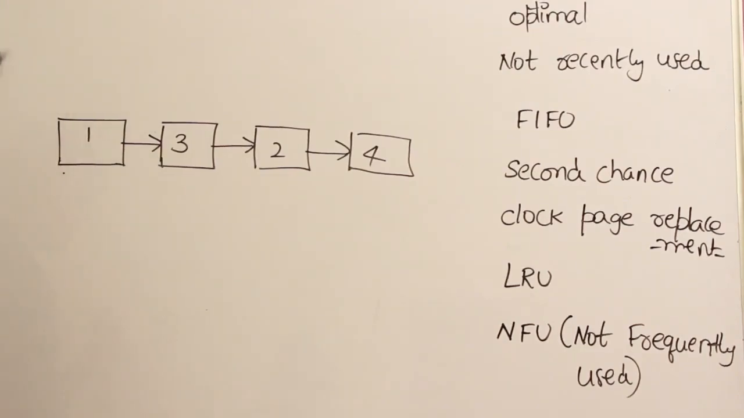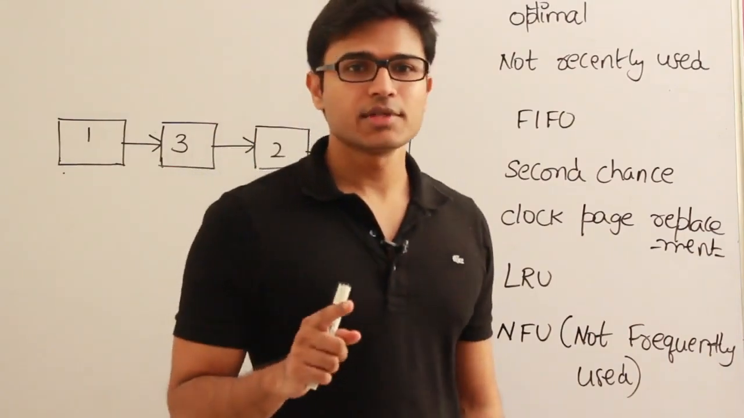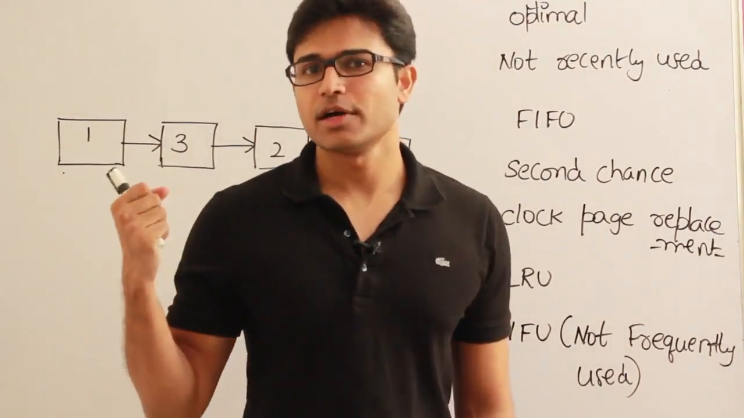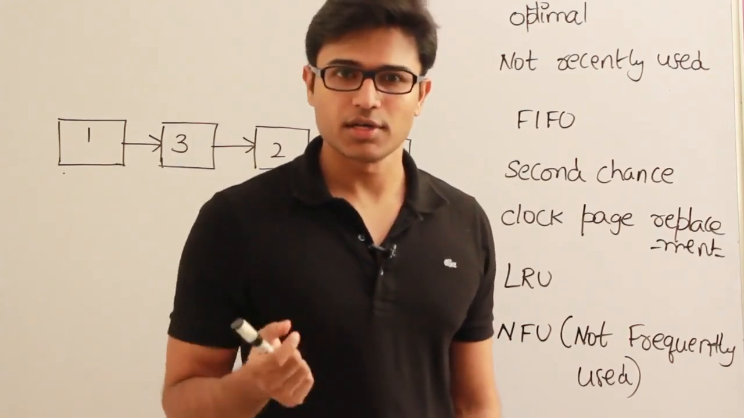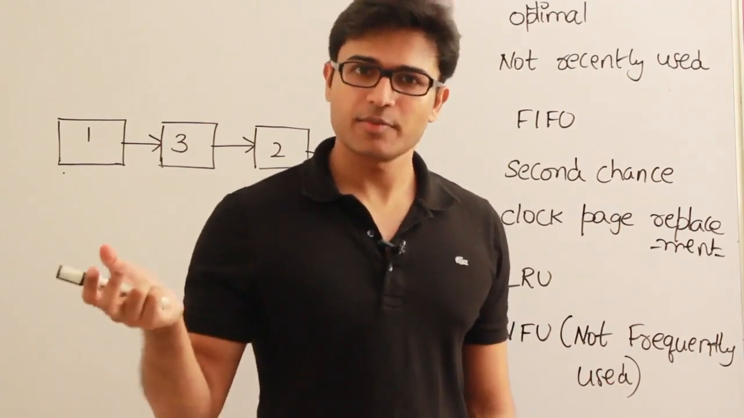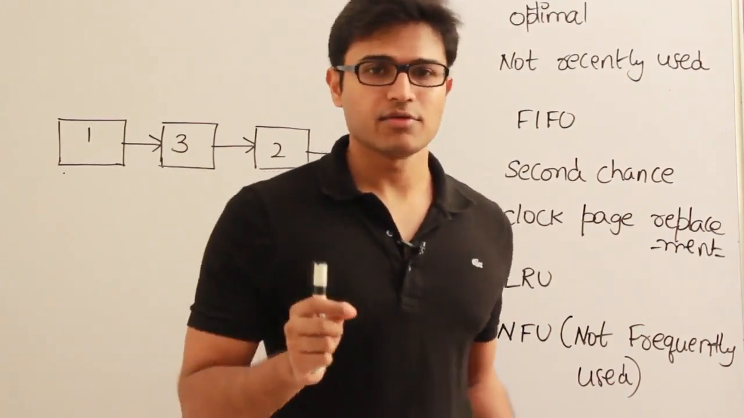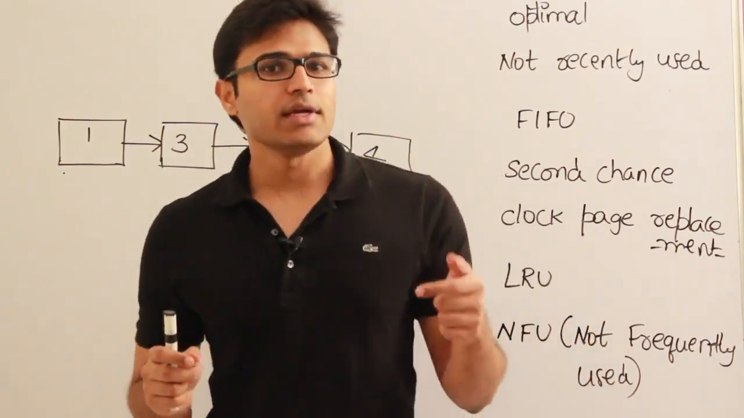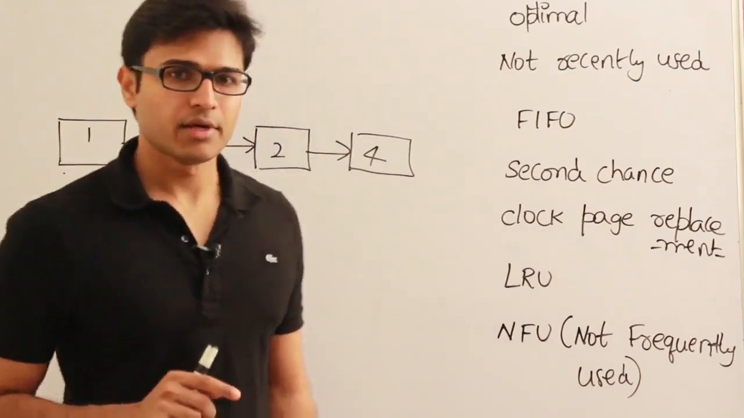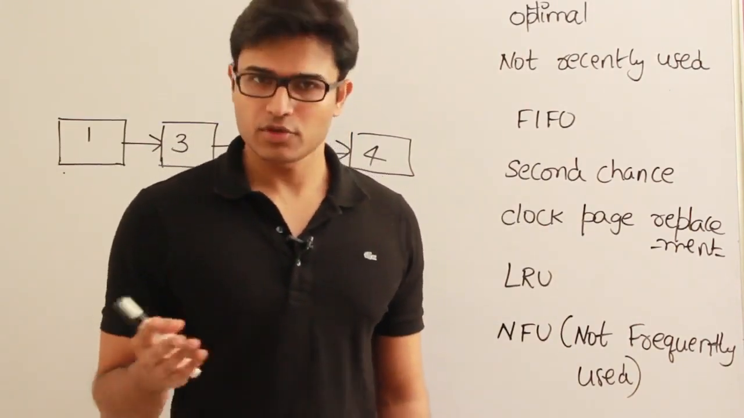I already told you that there are two types of replacement algorithms. One is global and the other is local. Global means whenever we want to replace a page, we can pull out the page from any of the existing processes. Local means whenever a process is running and if it needs a new page, only its own pages have to be replaced. That is called local. Let's talk about the local here, and most operating systems implement local replacement.